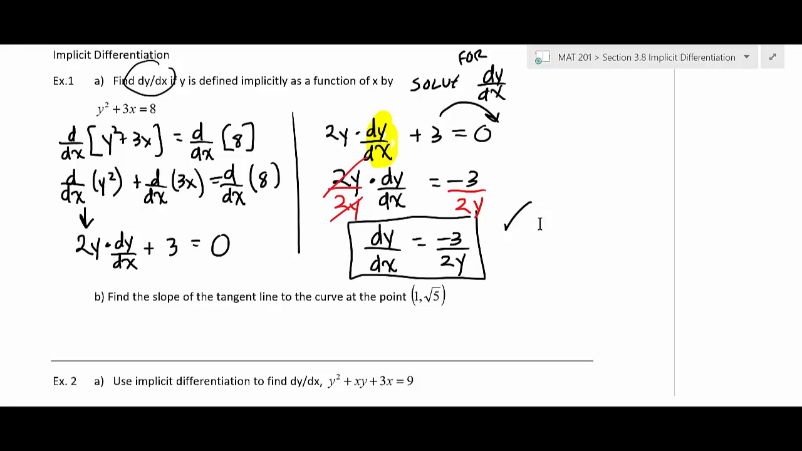So it's a little bit better to just do it implicitly. That's it. Okay, you guys follow what I did? Okay, it's not that hard. They get a little bit more difficult as you get more stuff in there.